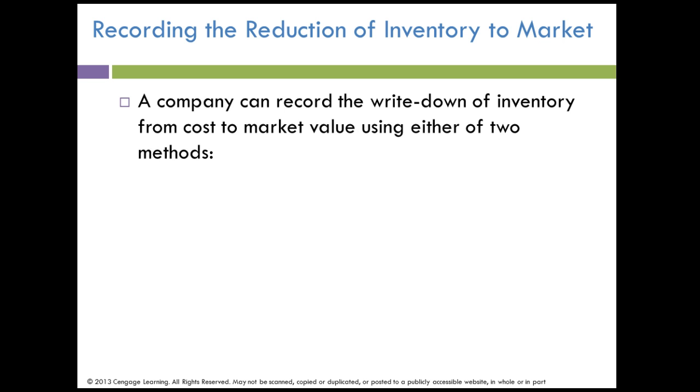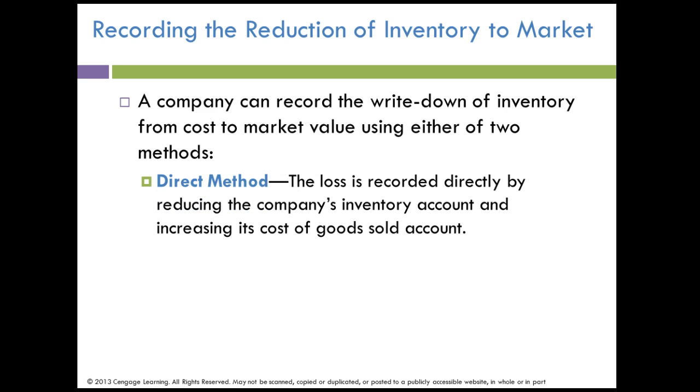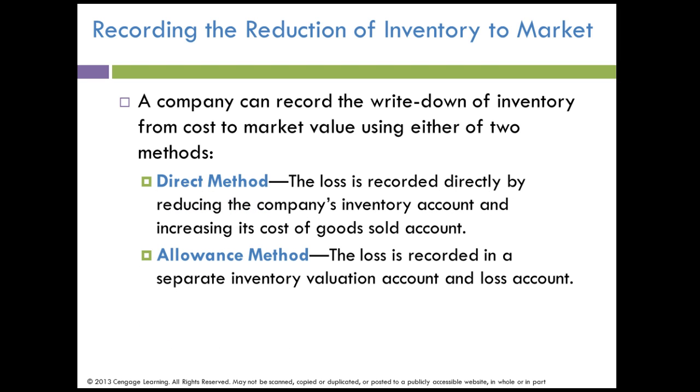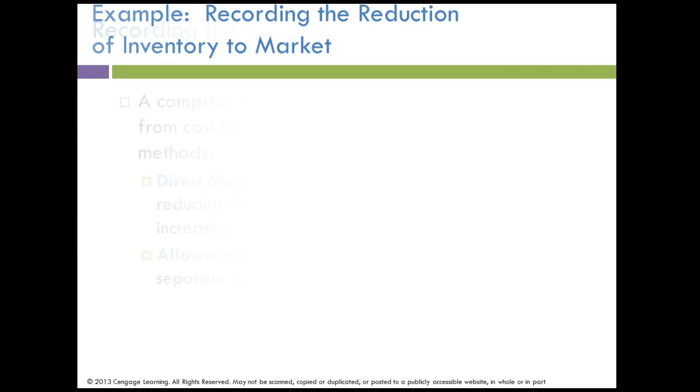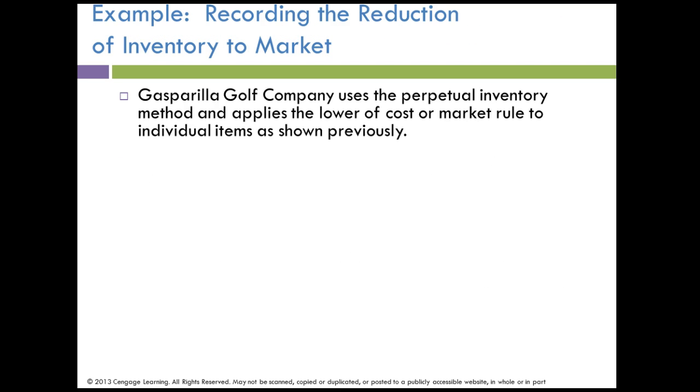Recording reduction of inventory to market. So how do we write down this inventory? We have two methods. One is the direct method, and one is called an allowance method. So under the direct, the loss is recorded directly by reducing the company's inventory and increasing its cost of goods sold account. Or if we choose the allowance method, it gets recorded in an inventory valuation account and also in a loss account. So here's an example.